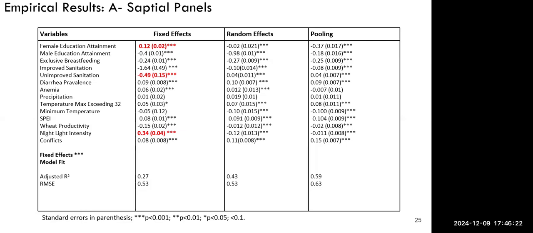According to these results, literacy rate worsens childhood stunting, which is not what I expected. Then we have unimproved sanitation and hygiene facilities, which is also unexpected. And night light intensity, I'm a bit cautious, but let's say it is proxied as development. So it says that the more development there is, the more stunting increases. But on the other hand, random effects and pooling work pretty well.